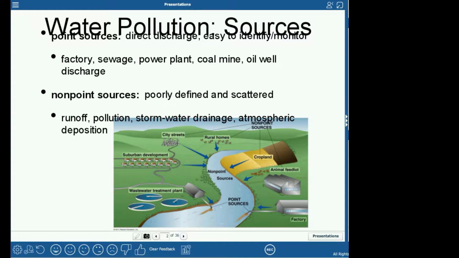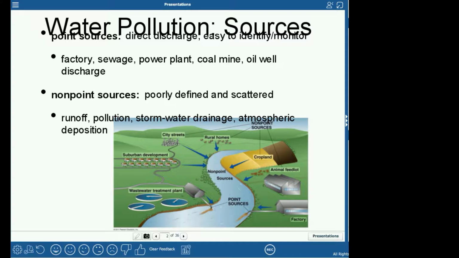Okay, this did not upload well, but basically we have two types of sources of pollution. I know we've been doing some discussion posts about this, but point sources are direct discharge and they're easy to identify and monitor. If you can point to something and say that's where the pollution is coming from, it's a point source. So a factory or a power plant or a coal mine, those are concrete entities and you can say, that's where all the pollution is coming from, that factory. That's considered a point source.